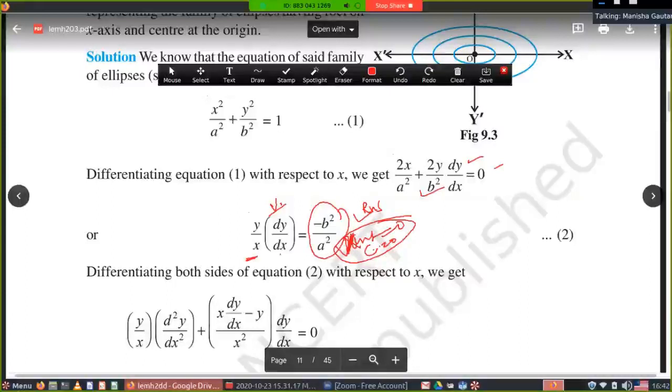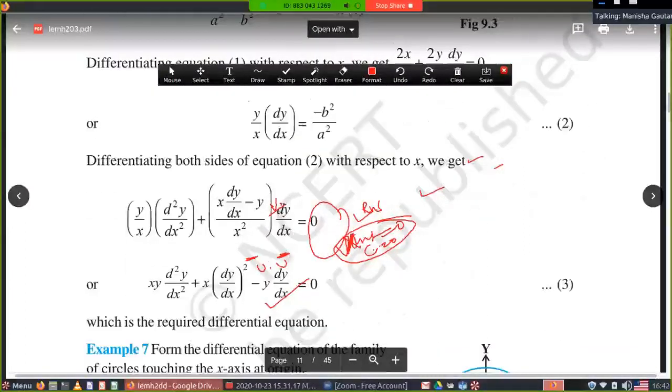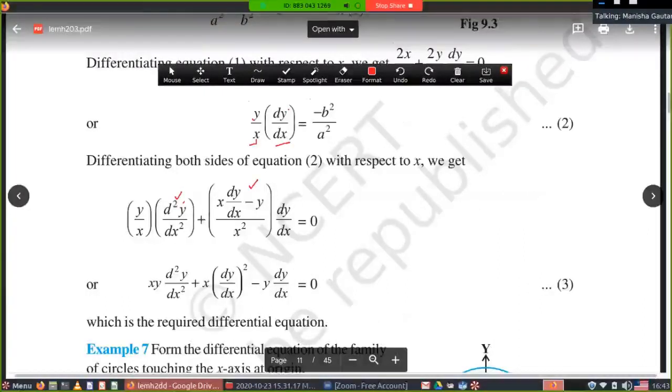Now this is u into v. Apply the u into v rule and you will get the differential equation. The first derivative becomes the second derivative. Now the second v is as it is, and u's derivative is taken by the u upon v formula. Apply this and simplify it. You will get the differential equation where x, y and dy upon dx terms are there.